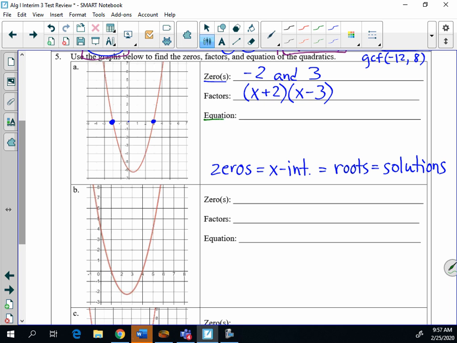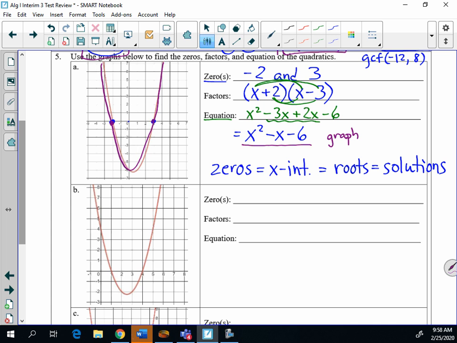Then to get the equation, I'm going to multiply x times x is x squared. X times -3 is -3x. 2 times x is +2x. 2 times -3 is -6. I can combine these two, and my final answer for my equation is x squared minus 1x, or just minus x, minus 6. And again, please check with Desmos. Make sure when you graph this, it should look like this parabola that you have over here crossing at these two places.